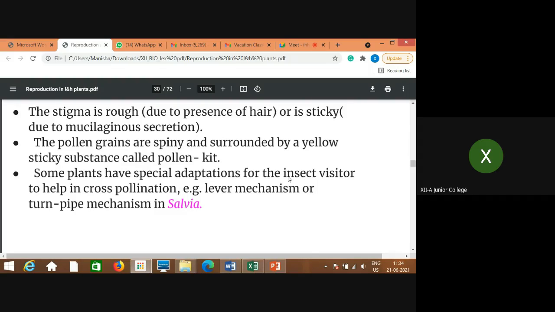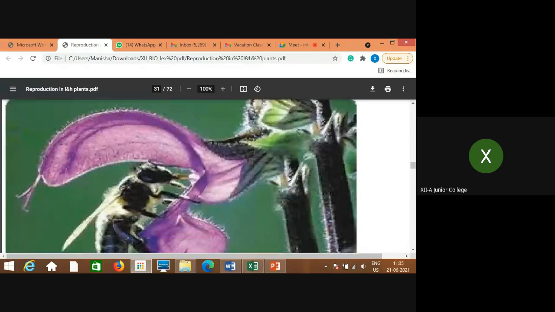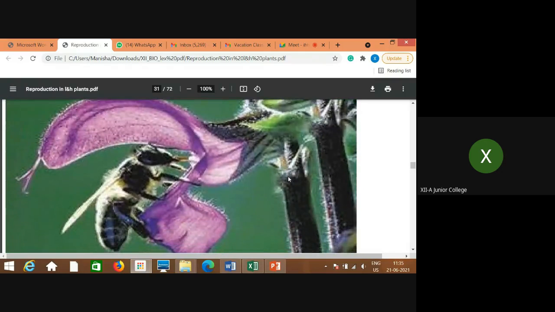Some plants have special adaptations for the insect visitor to help in cross pollination. For example, that is salvia. Salvia is the best example, which shows the lever mechanism. That is a very special mechanism. I will show you in the diagram also. See, this is the plant. How this pollination takes place, I will explain.